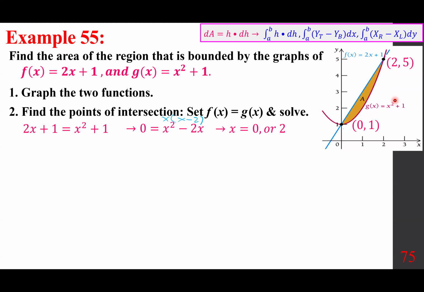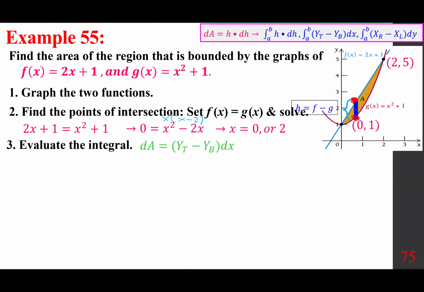Now, we want to evaluate the integral, and that means I need a typical rectangle. So I can draw a vertical one, where this rectangle can sweep across the x-axis, meaning the width is dx, but the height is y of the top, coming from the line, minus y of the bottom. So we have y of the top minus y of the bottom.